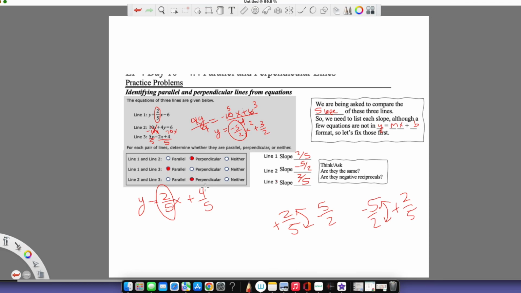All right, so that was just more practice identifying parallel and perpendicular lines. So go ahead and go on, Alex, and give that a try.